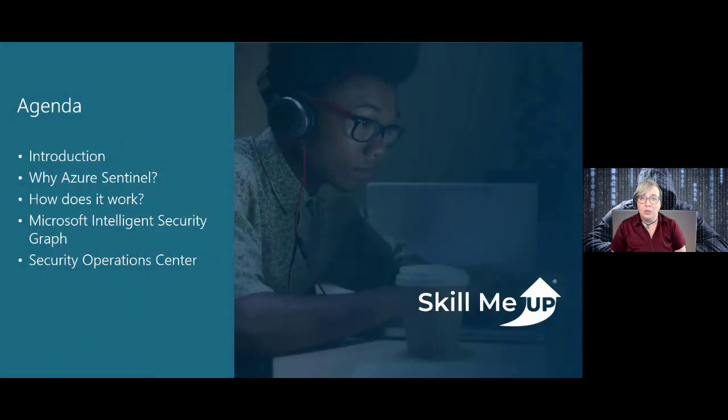So first things first, we'll talk about the scenario. We'll introduce the scenario, kind of where we are right now in the scheme of things. We'll talk about why you would choose Azure Sentinel. We'll then discuss how it works. We'll talk about the Microsoft Intelligent Security Graph. And then we'll dip into the Security Operations Center, or the SOC, right? I think a lot of folks are familiar with the NOC, the Network Operations Center. We'll talk a little bit about the Security Operations Center and what roles they encompass.